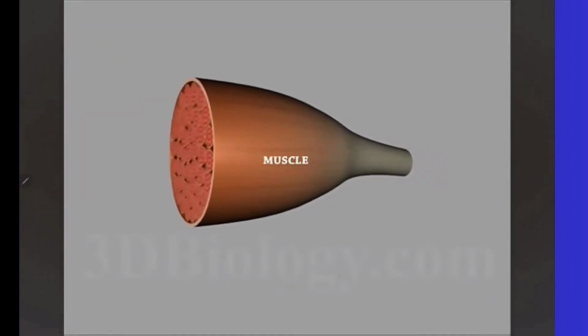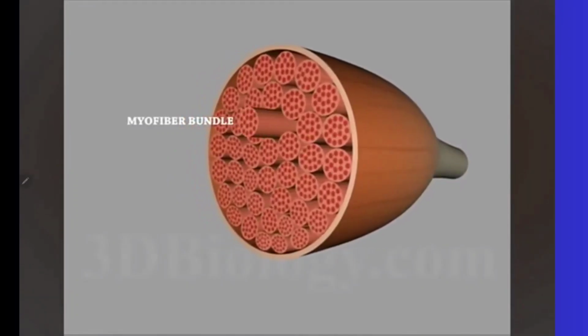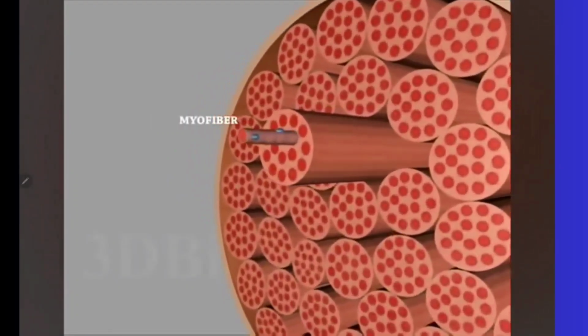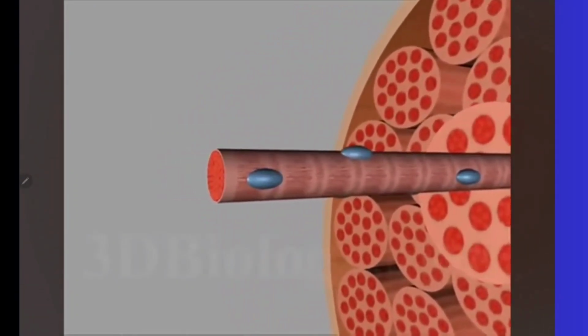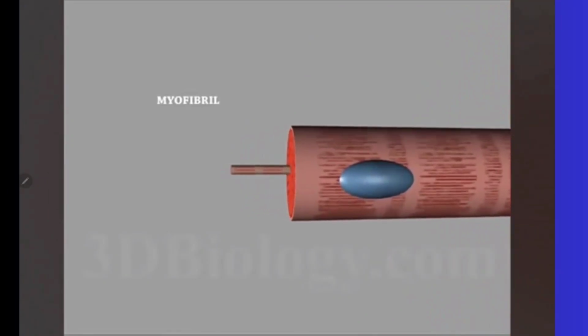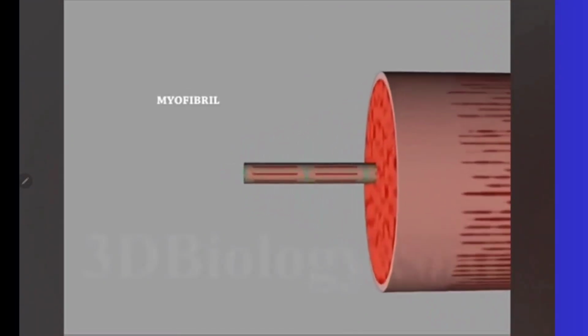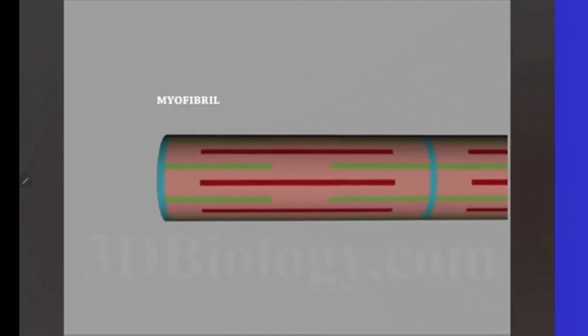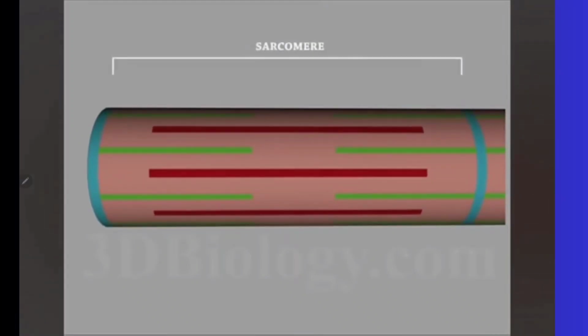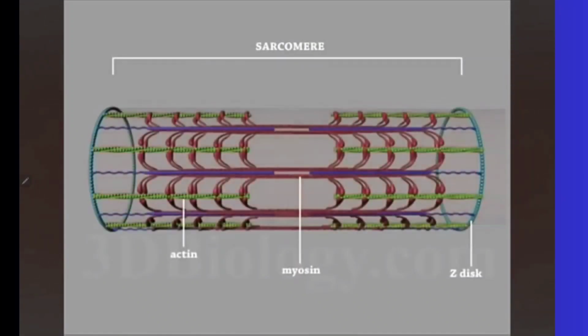Striated muscle is made up of bundles of multinucleated muscle cells called myofibers. A myofiber is packed with myofibrils that extend the length of the cell. A sarcomere, the functional unit of muscle, consists of thick myosin filaments and thin actin filaments. Titin keeps thick filaments centered during contraction.